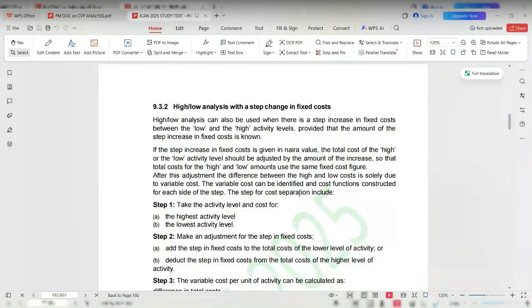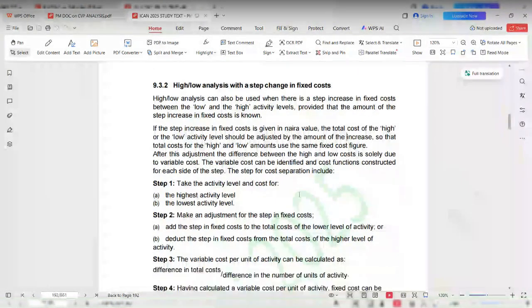In the situation whereby we have the step cost, take the activity level and cost for the highest and for the lowest, just as we have done the other time. Make an adjustment for the step in fixed cost. Add the step in fixed cost to the total cost of the lower level of the activity, or deduct the step in fixed cost from the total cost of the higher level of the activity.